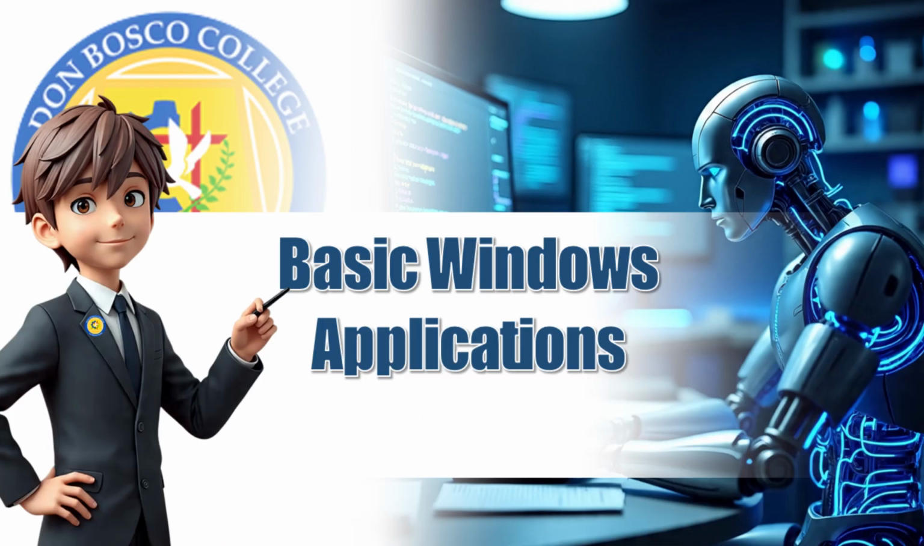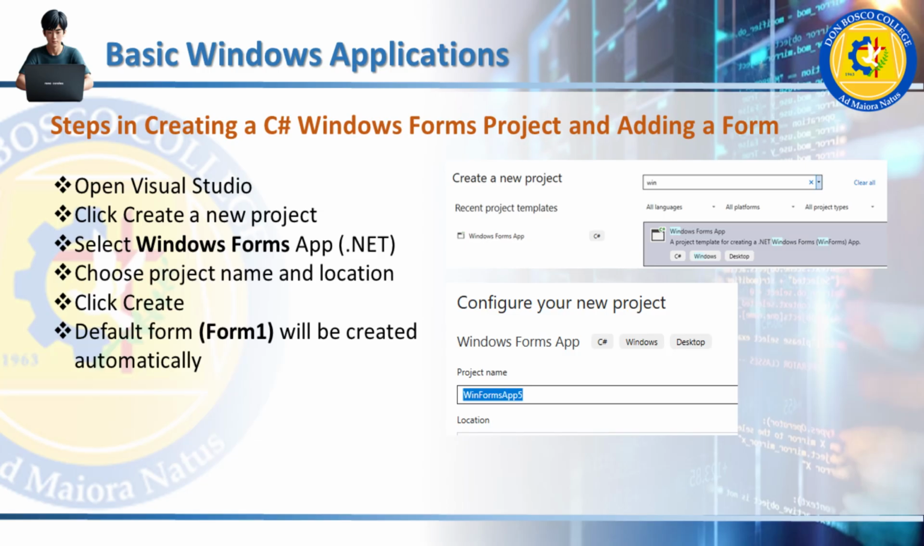And now let us start the basic Windows applications. The steps in creating a C# Windows Forms project and adding a form are as follows. Open Visual Studio, click Create a new project, select Windows Forms App (.NET), choose the project name and location, then click Create, and the default form, Form1, will be created automatically.